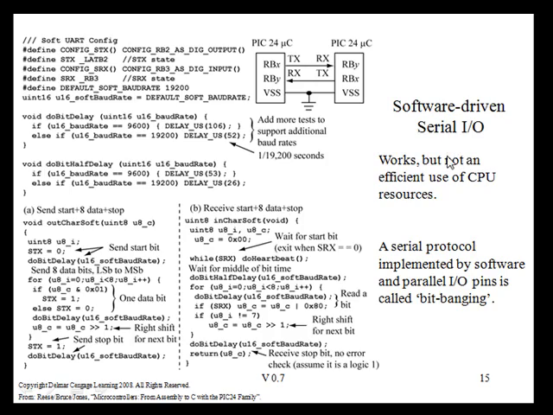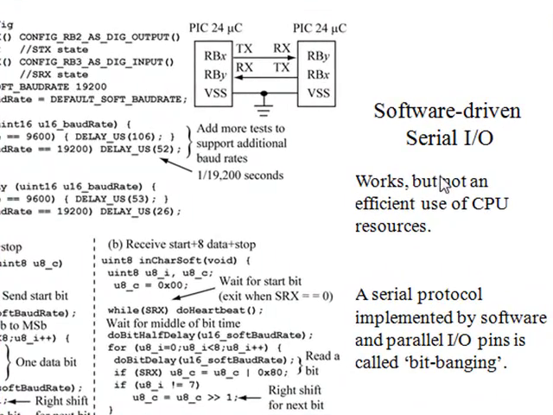Now that we understand the asynchronous serial protocol, how do we implement it? Well, one way is simply to use parallel I/O pins to implement the transmit and receive channels. This code shows how to do a software-driven serial I/O implementation. This works, but it's not an efficient use of CPU resources. A serial protocol implemented by software and parallel I/O pins is called bit banging.